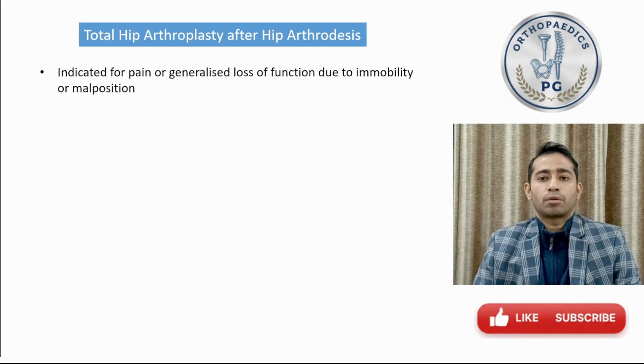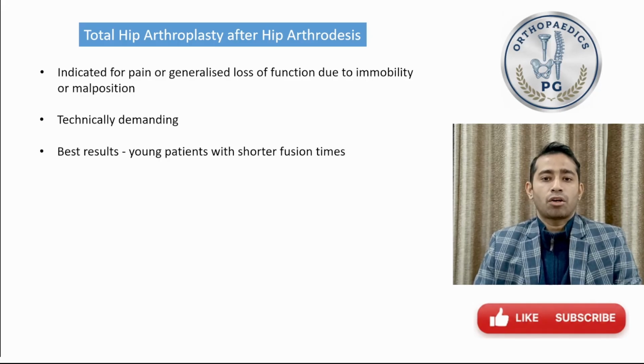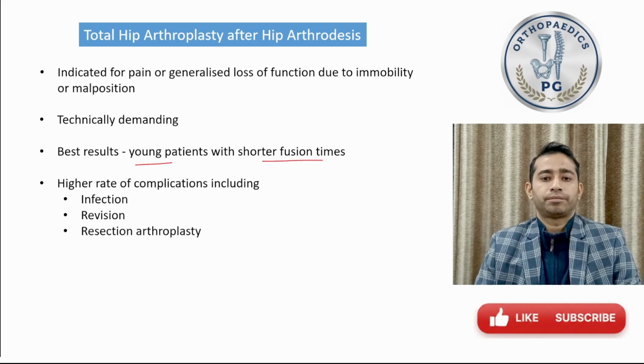Coming to total hip arthroplasty after hip arthrodesis. This is indicated for pain and generalized loss of function due to immobility or malposition after a hip arthrodesis. It is a technically demanding procedure, and the best results are obtained in young patients with shorter fusion times. This procedure has higher rate of complication including infection, revision, and resection arthroplasty. So, infection must be very carefully ruled out with inflammatory markers like ESR, CRP, and if needed, hip aspiration and biopsy.